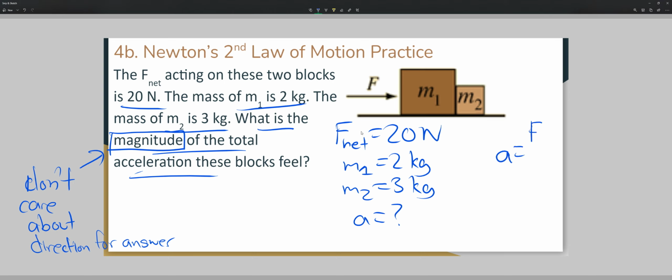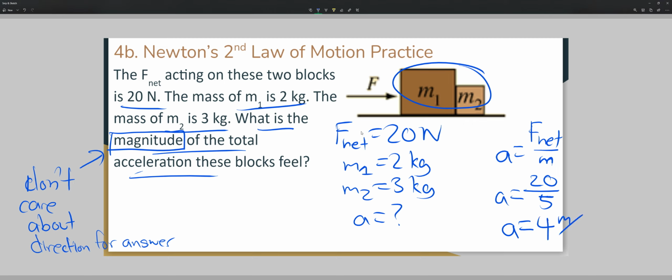So again, you're using this formula. Now, the important question here is, what are we using for m? Well, our m here is our total mass. Our objects are connected and moving together at the same time, which means we have to add up both our masses. They are moving together, which means they feel the same acceleration. So when we do 20 divided by 5, we get 4 meters per second squared.